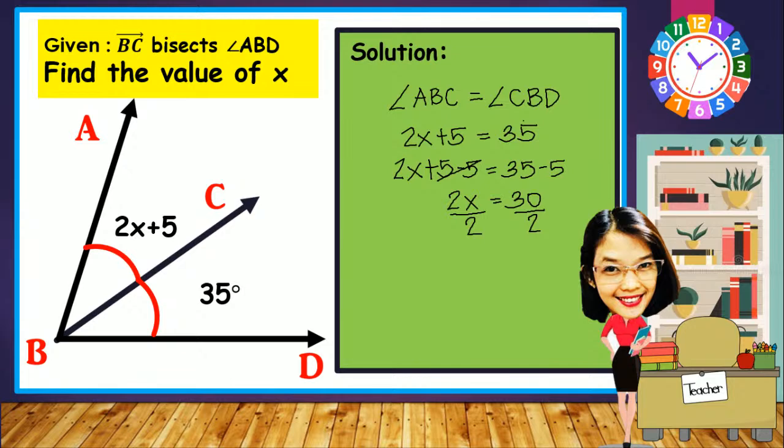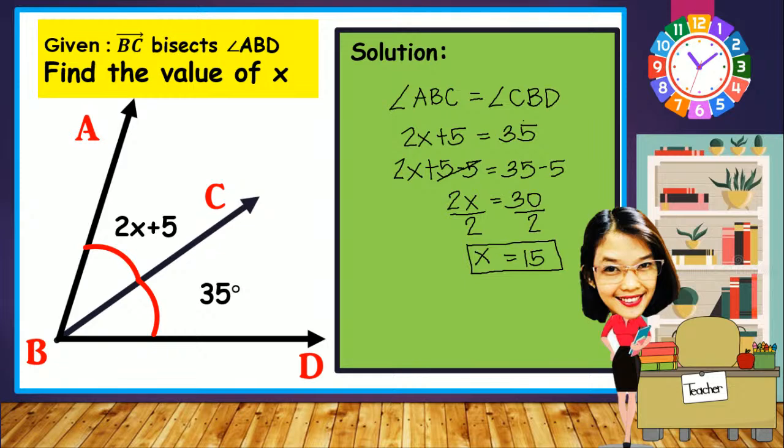So, 2 divided by 2 is 1 times x. So, we already have x here. 30 divided by 2 is 15. So, the value of x is equivalent to 15.